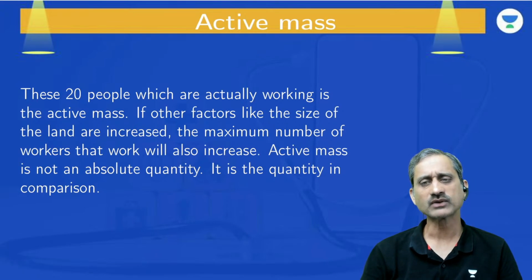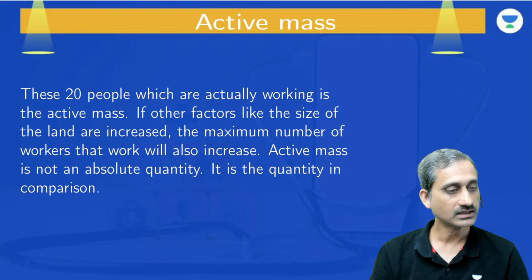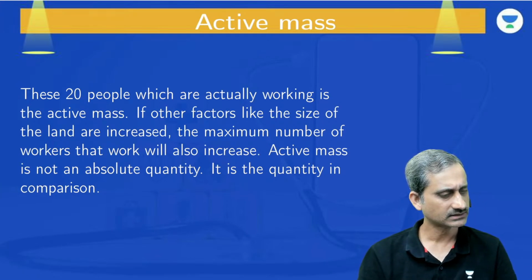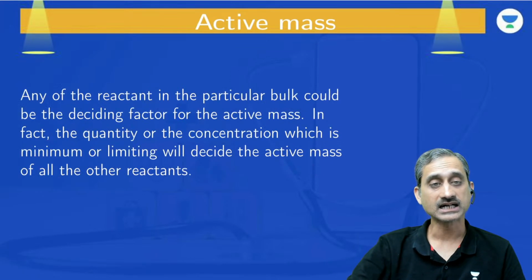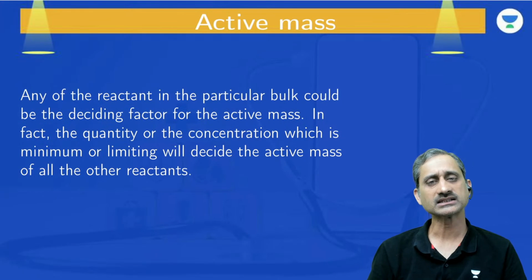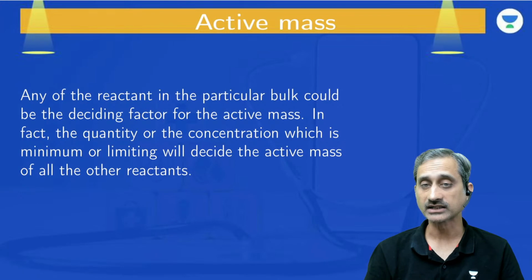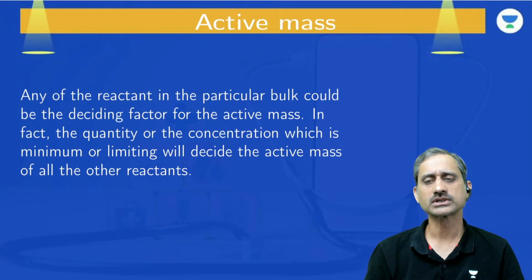It is not that if you take 1 mole per liter of a particular reactant, that will become the active mass. What we need to know is the concentration of the other reactants. Unless we know that, we won't be able to get the active mass. Do you understand? Mukund, Akshay, Ananya, Mayuk. So that's what we have as the active mass. Any of the reactants in a particular bulk could be the deciding factor for the active mass. Any factor which is limiting, which is in controlled quantity, which is in the least quantity, is going to decide the active mass.